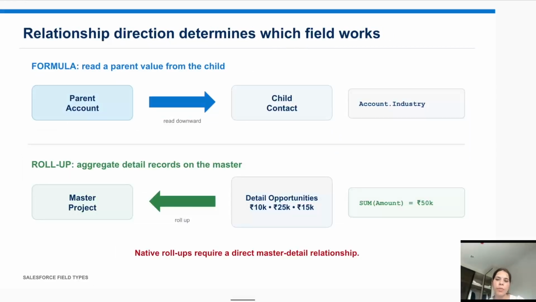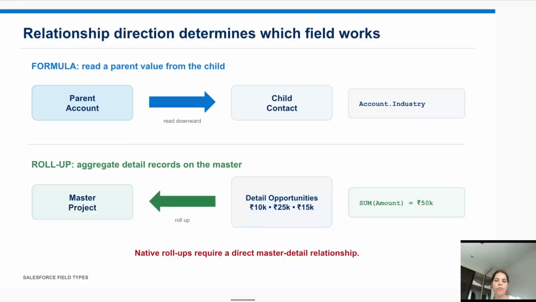Next, relationship directions determine which field works where. Here we will understand relationship direction, which is one of the most important concepts. A cross object formula field generally reads information from the parent record and displays it on child records. For example, a contact can use a formula field to display the industry from the related account. So the formula direction is parent account to child contact.